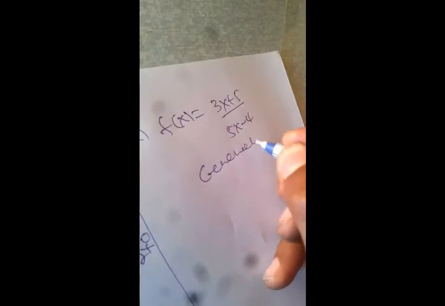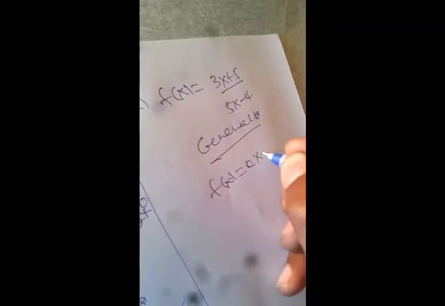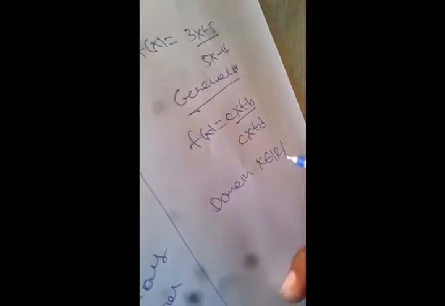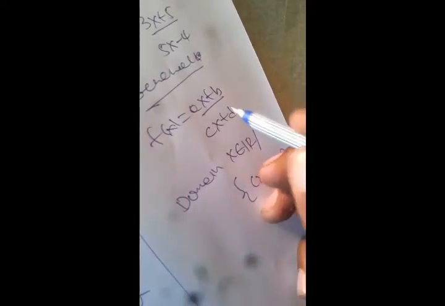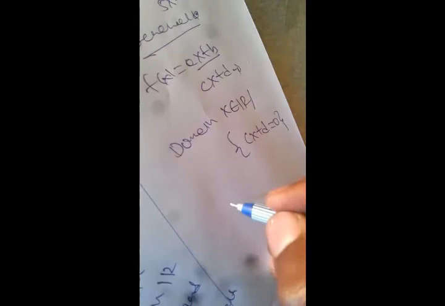Second example: f of x is equal to 3x plus 5 over 5x minus 4. Let's write the general formula. Whenever you are given the general formula, f of x is equal to ax plus b over cx plus d, domain will always be x, an element of real number, different from when cx plus d equals 0. So whenever we are given a fraction, the denominator must always be different from 0. Therefore, cx plus d must always be different from 0.